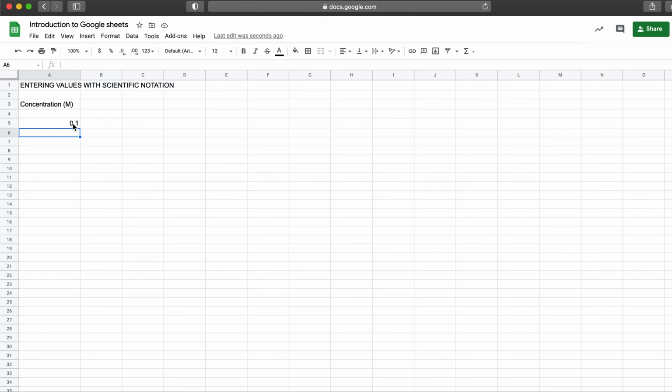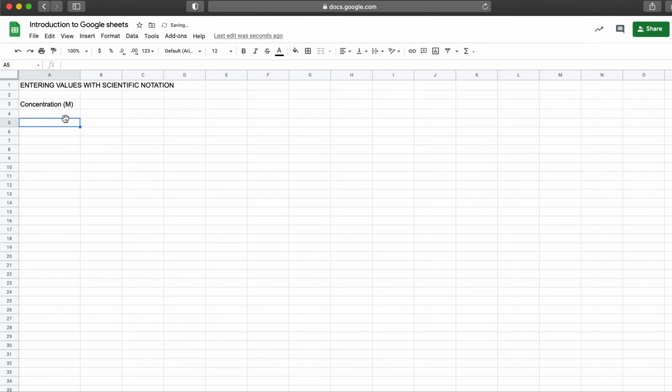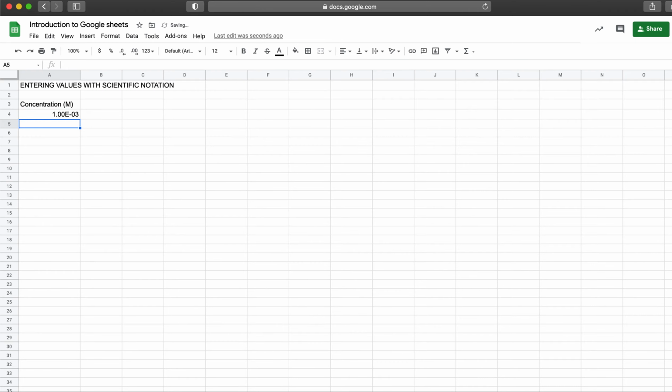Often the numbers that we're entering for concentrations might be fairly small numbers, and it's useful to enter them with scientific notation. So as an example, if I want to enter the number 1 times 10 to the minus 3, in Excel I would type that in as 1e-3 and hit enter. And you can see that if I actually wanted to increase or decrease the number of decimal places here, I could do that using these buttons.